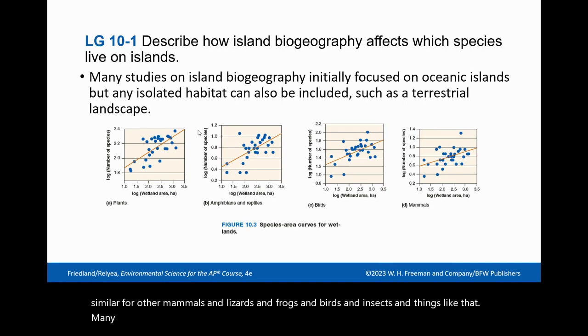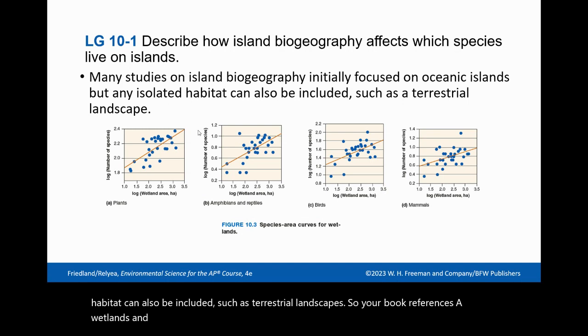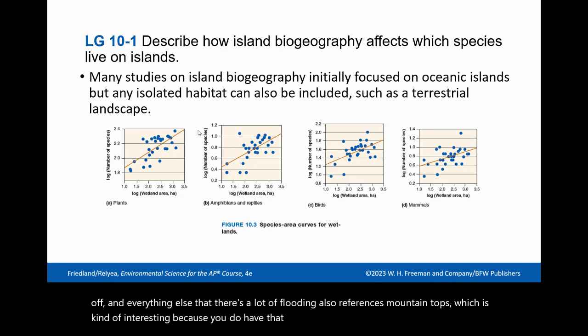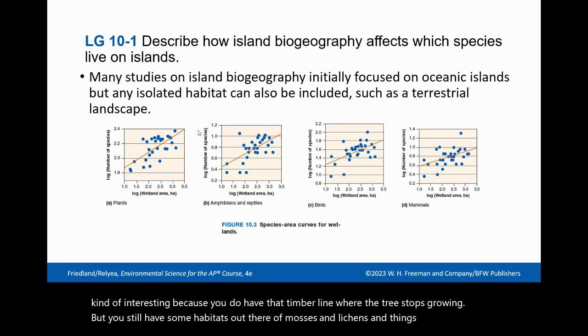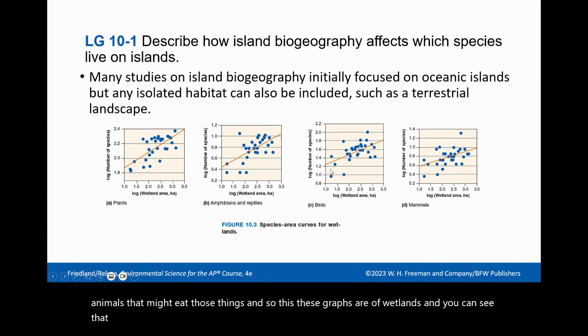Many studies on island biogeography initially focus on oceanic islands, but any isolated habitat can also be included, such as terrestrial landscapes. Your book references wetlands, on page 114. Wetlands can become cut off from everything else if there's a lot of flooding. It also references mountaintops, which is interesting because you have that timberline where the trees stop growing, but you still have some habitats up there of mosses and lichens and things like that, and animals that might eat those things. These graphs are of wetlands, and you can see that they are very similar.